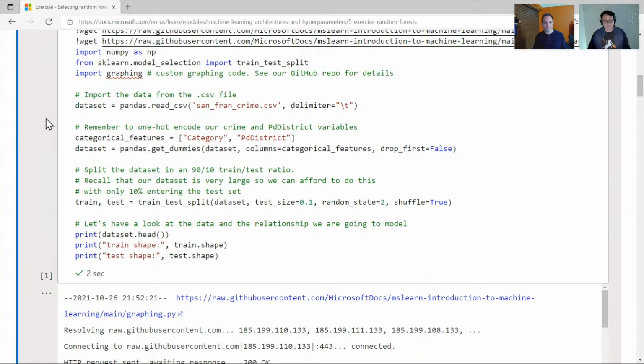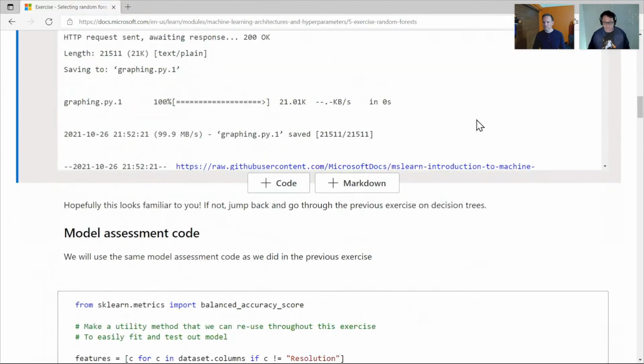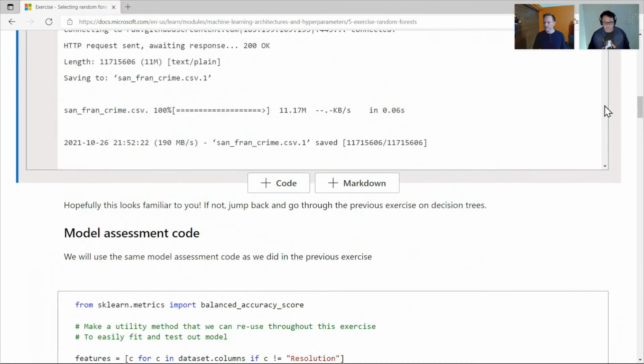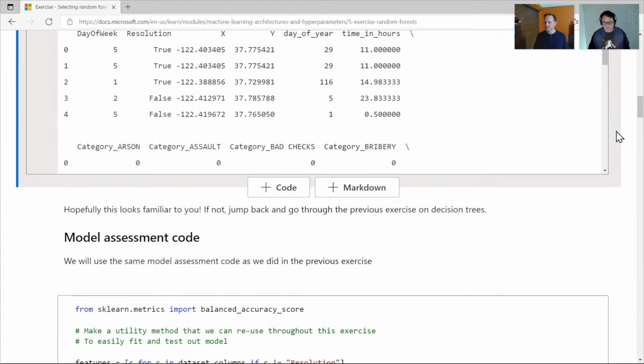Awesome. All right, so looking at this data set, again, we're opening up the San Francisco crime level. We're doing the one-hot encoding on the category and district. Then we're splitting our data set and printing out the details of that. If I scroll down a little bit further, we can see our data set.